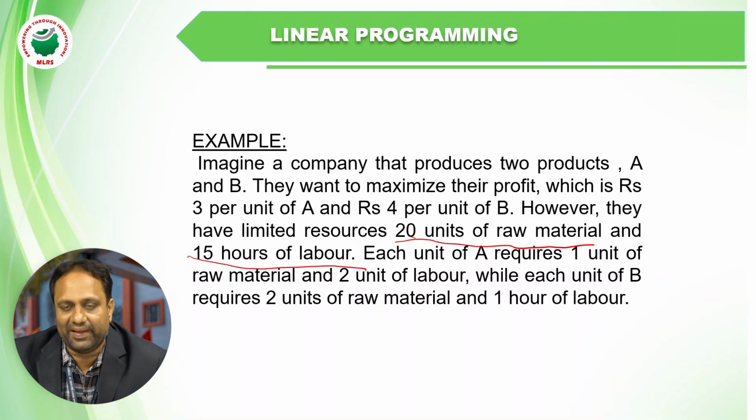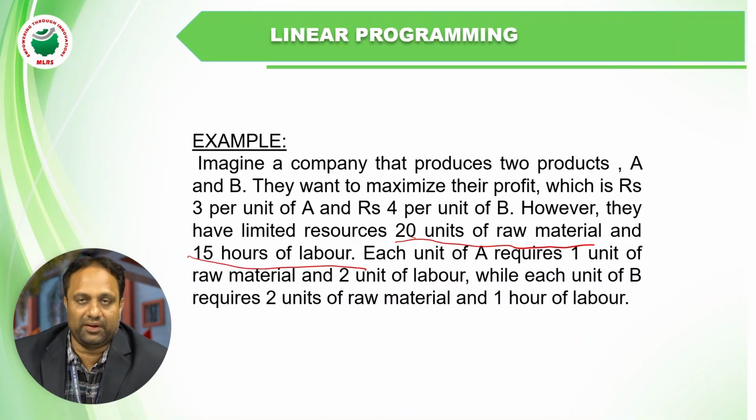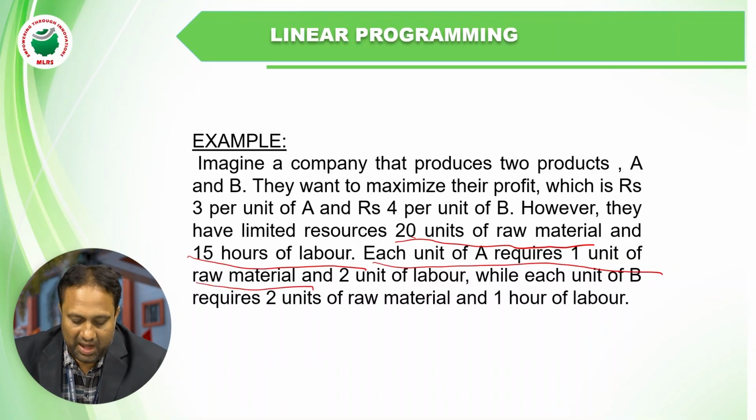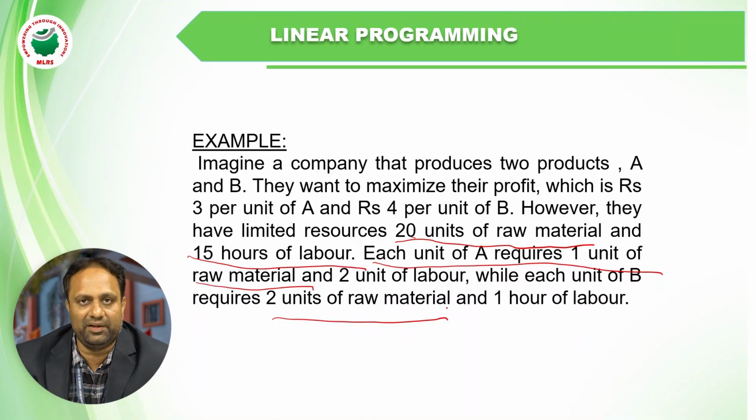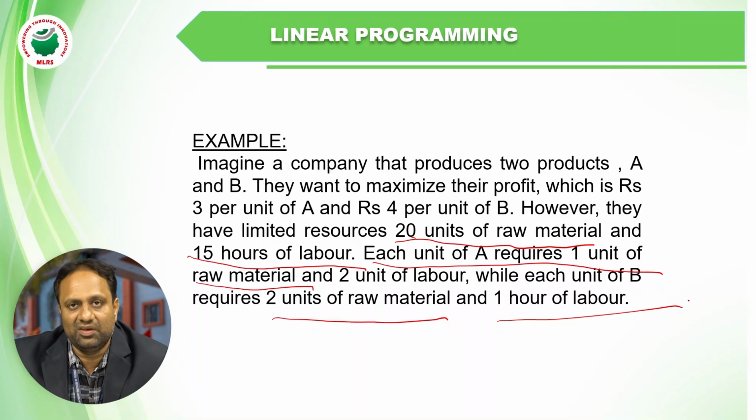Now each unit of A requires 1 unit of raw material. So dear students, in order to produce one unit of A, it requires 1 unit of raw material and 2 units of labor. And simultaneously, in order to produce product B, it requires 2 units of raw material and 1 hour of labor. So this information is given in the question.